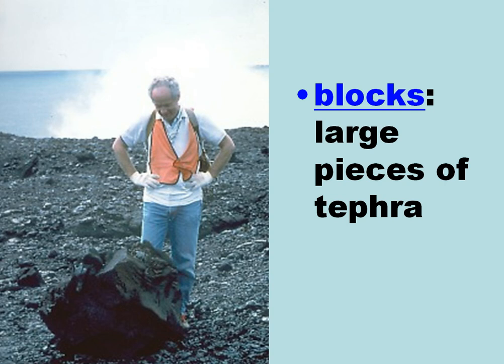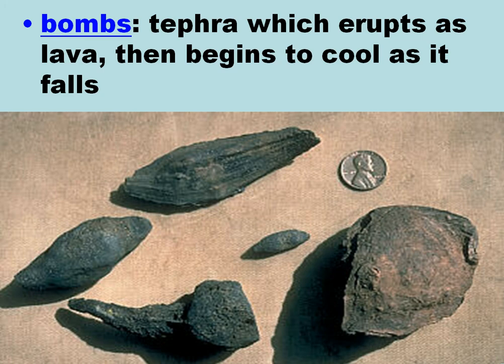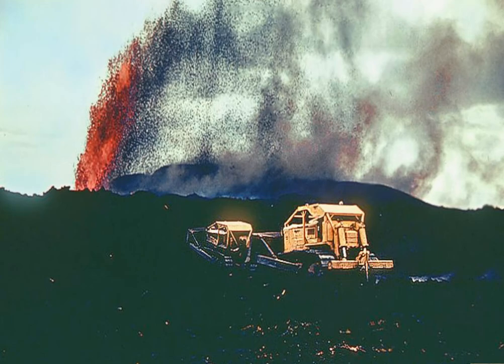So imagine if this landed on your foot, or if it landed on your head, you're probably not going to survive. Now, volcanic bombs are tephra which erupt as lava, and they begin to cool as they fall. So they might come out as molten material, but they fall as solid rock. And some of these can be as large as an apple, an orange, even a grapefruit. There's a penny in there to kind of give you some size perspective.